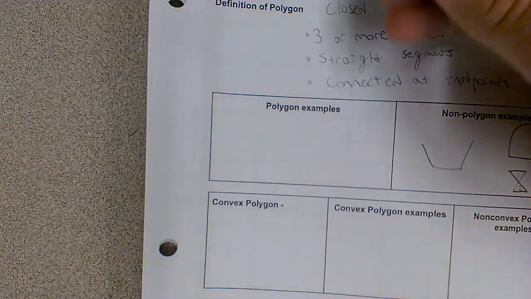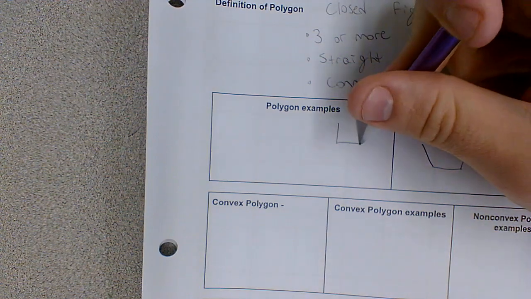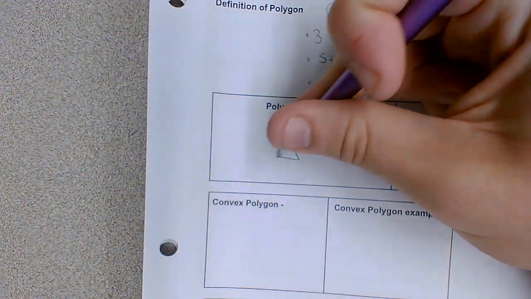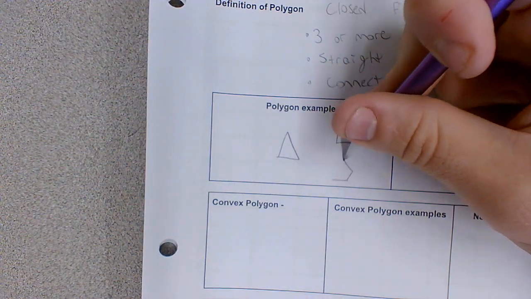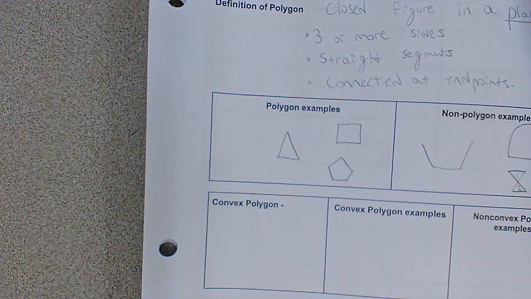So by comparison, polygons are nice, even, orderly shapes. I have like a square, a triangle, a pentagon's fine. All of those are polygons.